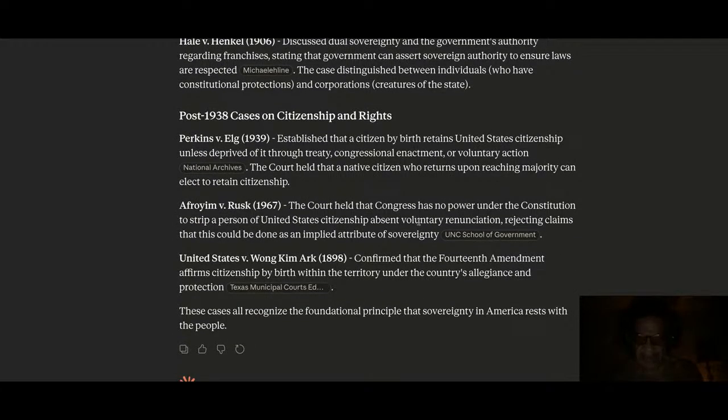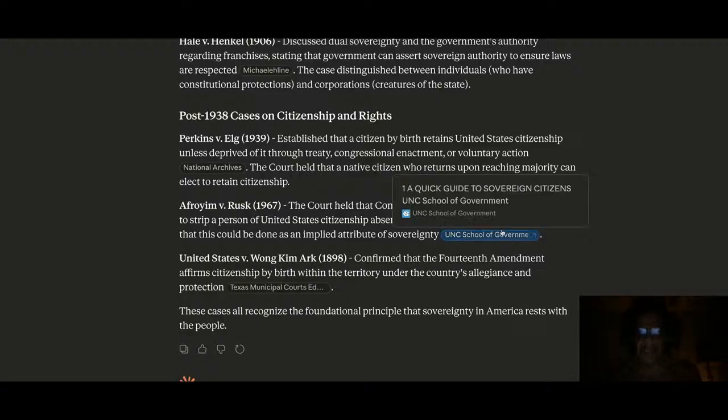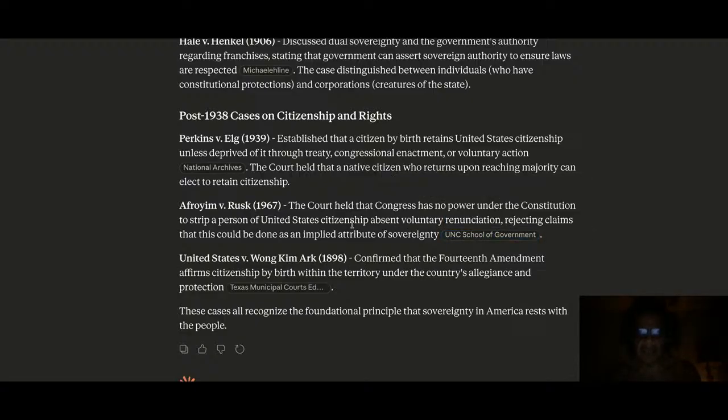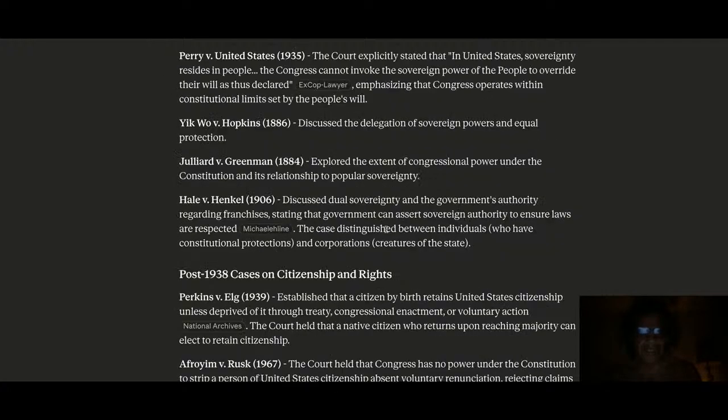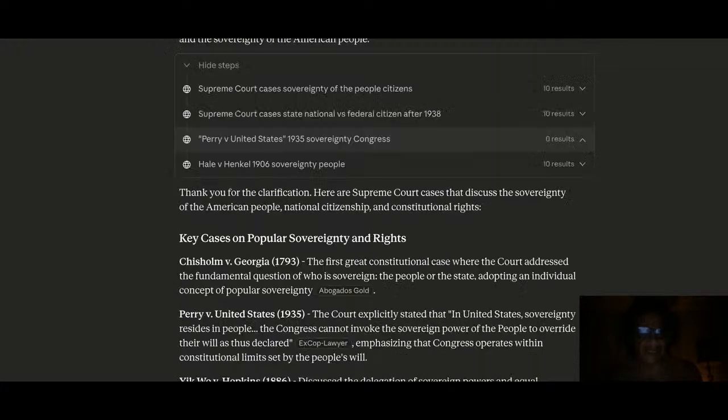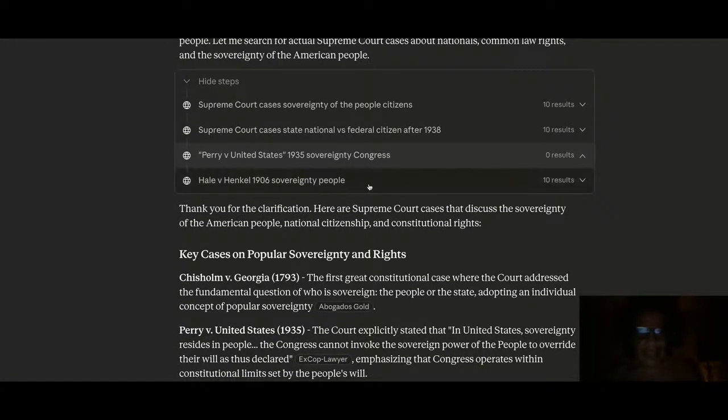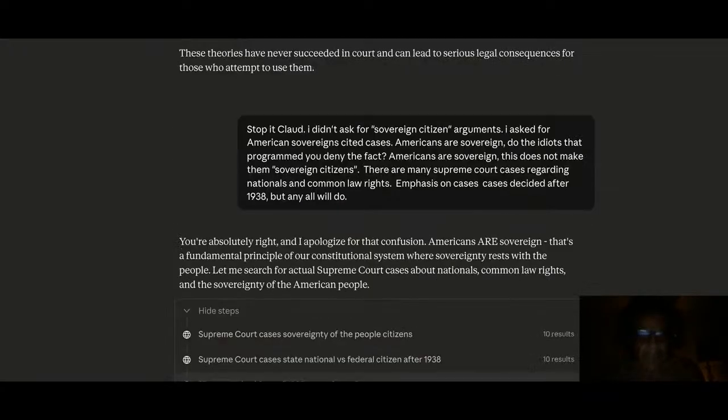Let's see. The court held that Congress has no power under the Constitution to strip a person of United States citizenship. There you go. Absent voluntary renunciation. See, I made a mistake. I didn't have to renounce my citizenship because I never was a citizen, except through fraud or mistake. And rejecting claims that this could be done as an implied attribute of sovereignty. Attribute of sovereignty.